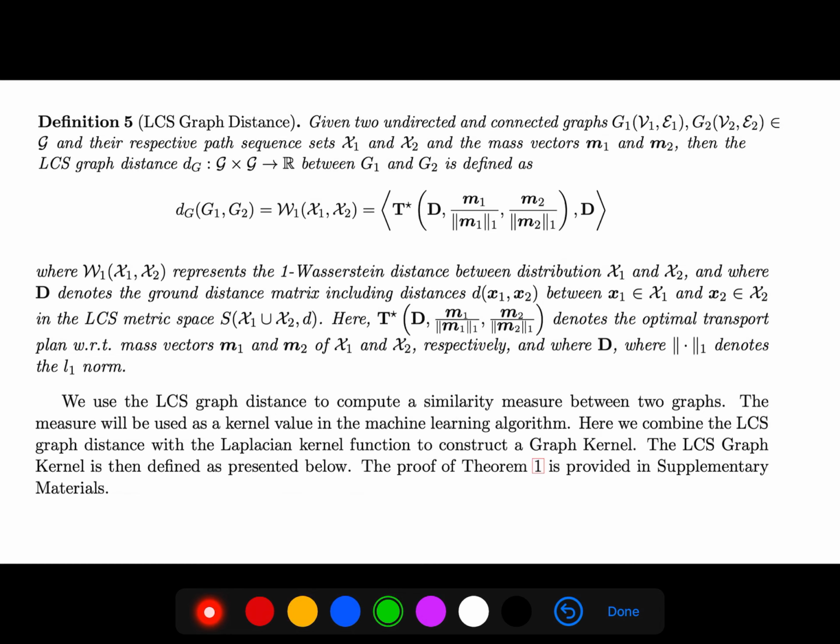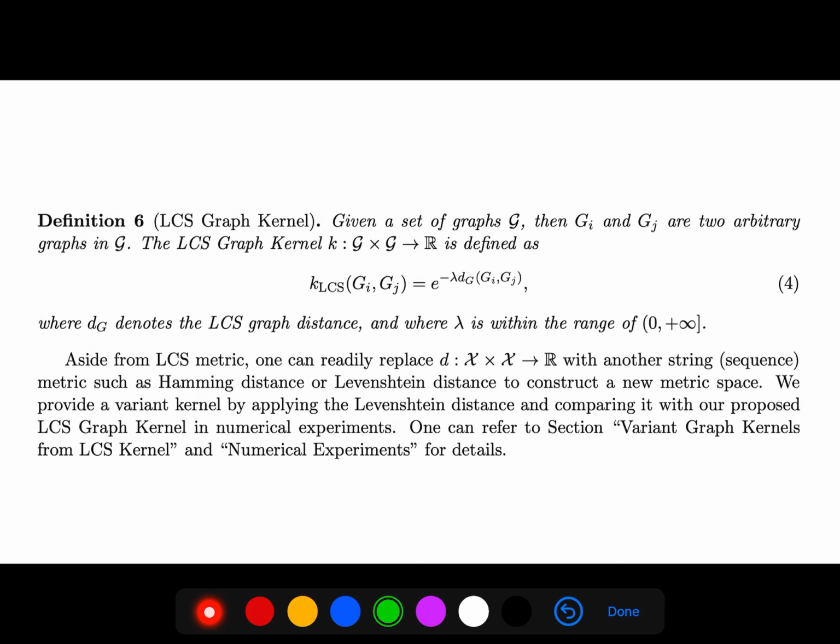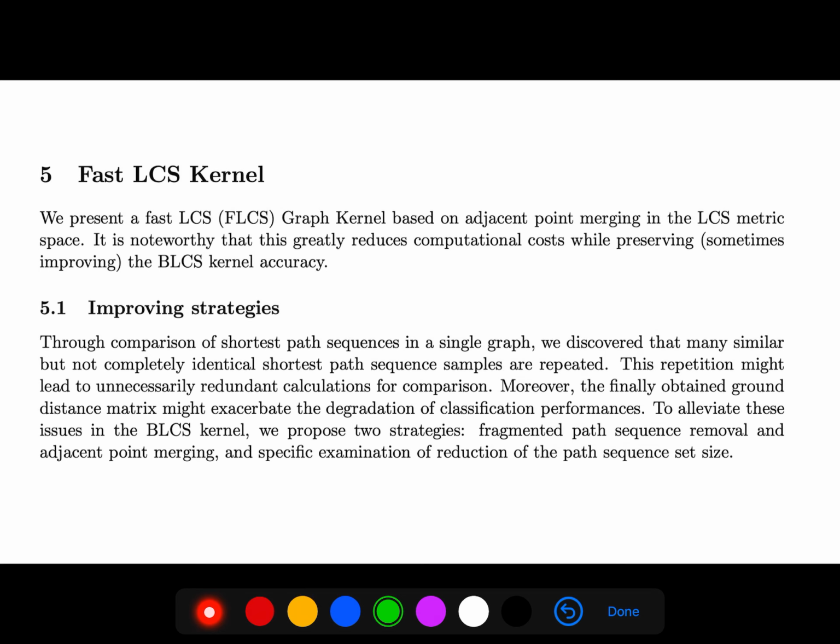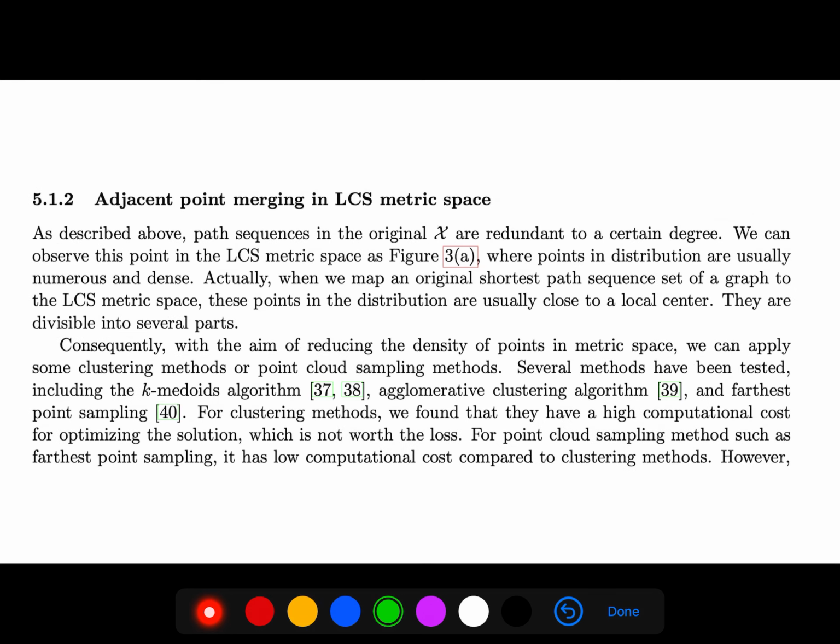Here they define this LCS graph distance. And we use the Wasserstein distance, the first Wasserstein distance between distributions X1 and X2. It's a very good paper. And then they define this LCS graph kernel. And then there is a fast LCS graph kernel based on adjacent points. So they improve their strategies.